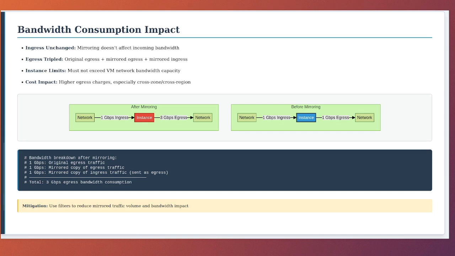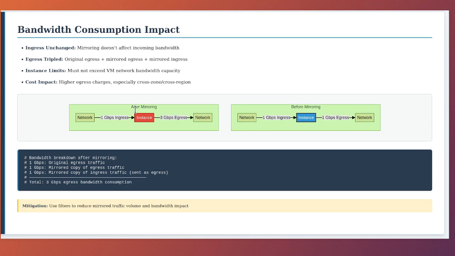Let's break it down. First, there's the original 1 gigabit per second of egress traffic, the normal outbound traffic the instance needs to send. This traffic still goes to its intended destination exactly as before. Second, there's 1 gigabit per second of mirrored egress traffic. This is a clone of the original egress traffic being sent to the collector infrastructure. When the instance sends data out, packet mirroring creates copies and transmits those copies to the collectors.